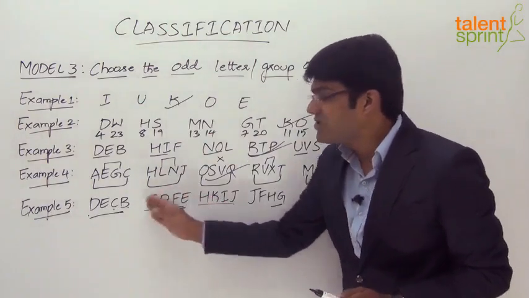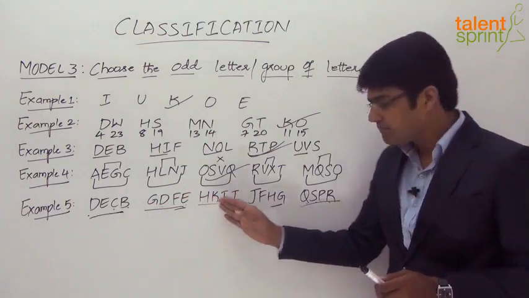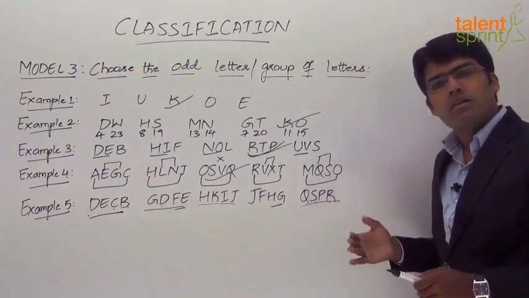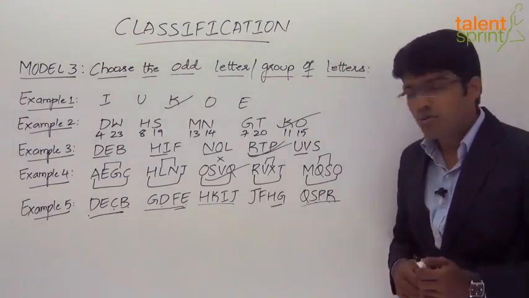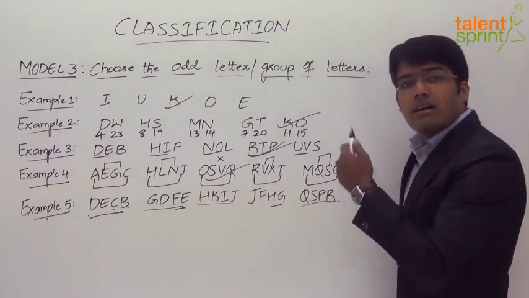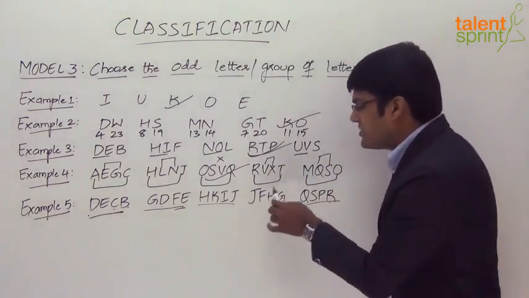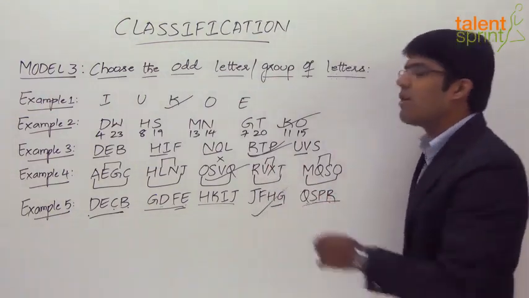D, E, F, G. Consecutive, right? H, I, J, K. P, Q, R, S. So when we try to arrange them in alphabetical order, all of them come out to be consecutive letters. But option 4, J, F, H, G, does not make a consecutive set of letters, even if it is arranged in alphabetical order. We get F, G, H, J. So we are skipping I there. Hence, this is the odd one.